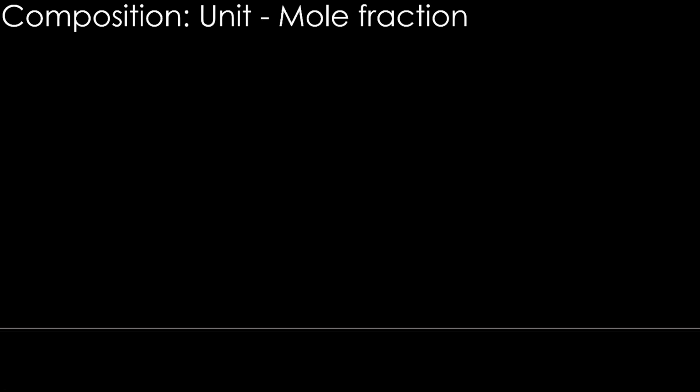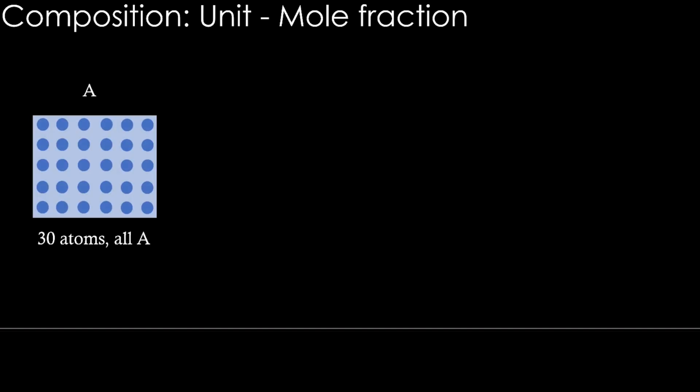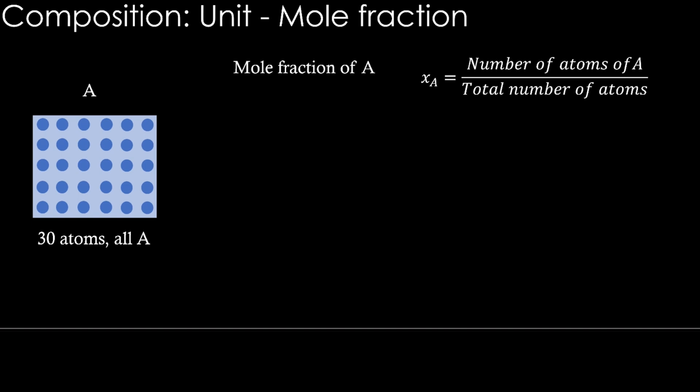In this course, we will be using this unit, mole fraction, more. So let us look at it in a little more detail. Consider a pure element A. There are 30 atoms, all are A atoms. What is the mole fraction of A now? The symbol that will be used for mole fraction is X. So X subscript A is the mole fraction of A. It's equal to the number of atoms of A divided by the total number of atoms. So it's going to be 30 by 30 here, which is 1, straightforward.